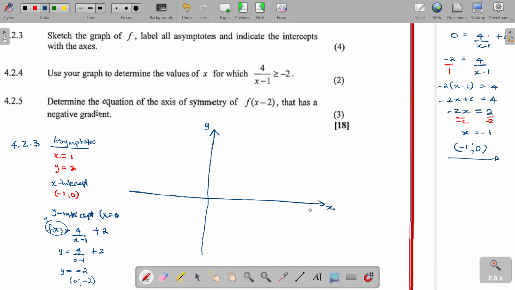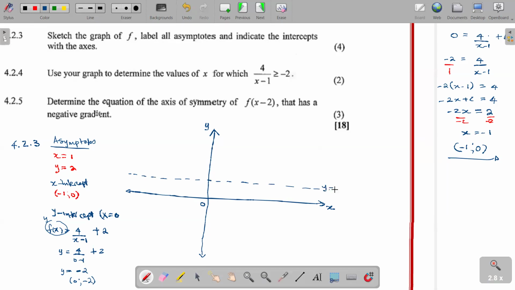That's our x-axis there. Label it properly. Here is the origin. Then we mark our asymptotes. Y is equal to 2. So the equation y is equal to 2 is a horizontal line, so it means we use a broken line. So that's our equation, y equal to 2.